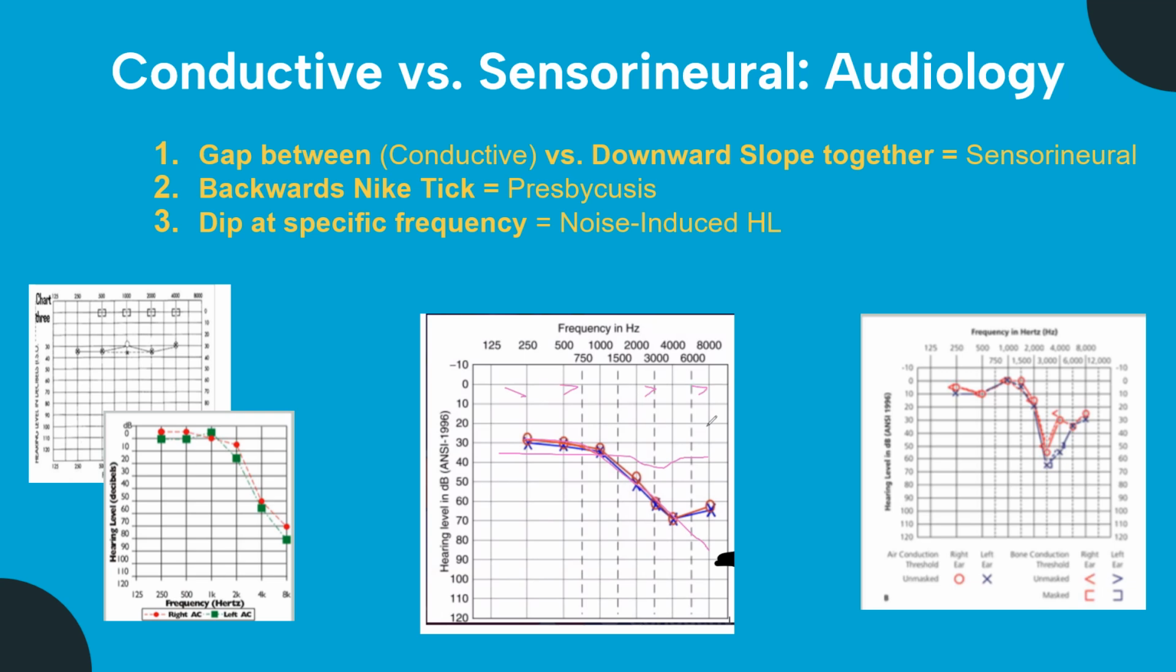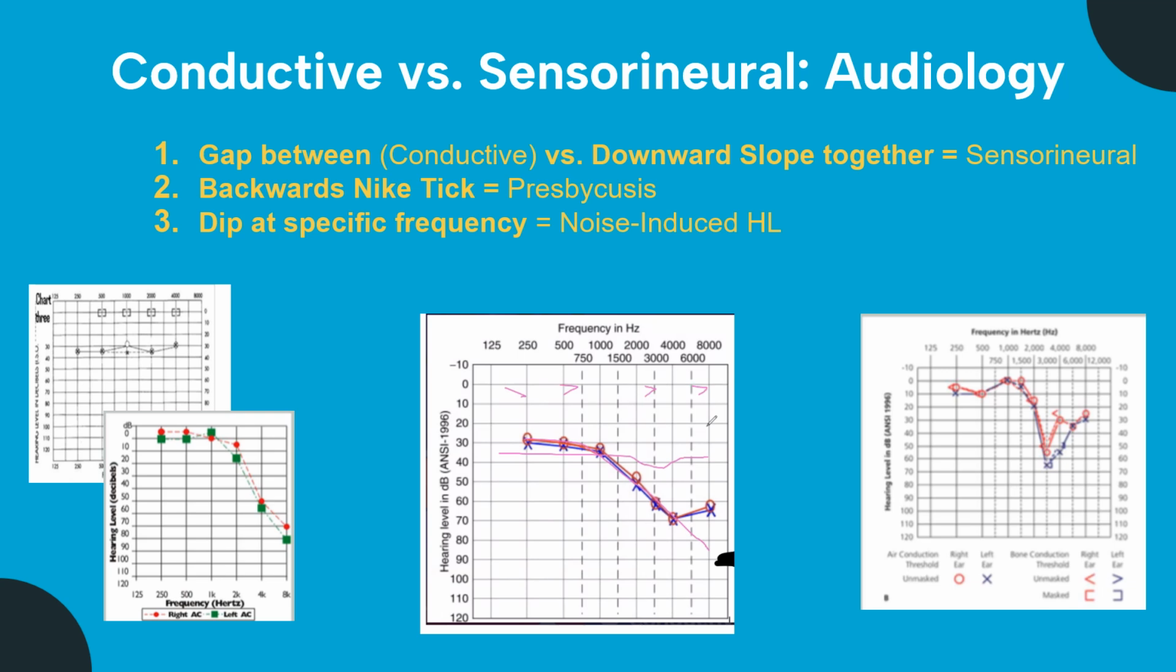If they're having that slope together, that's sensorineural. The backwards Nike tick that you can see there is not pathognomonic, but that's what you see in presbycusis. So they have that kind of dip and then it ticks up a bit.